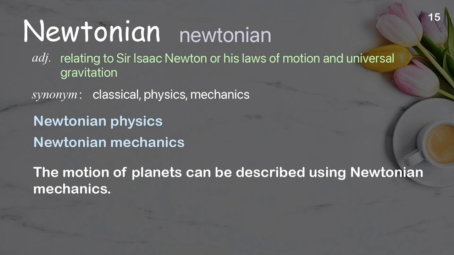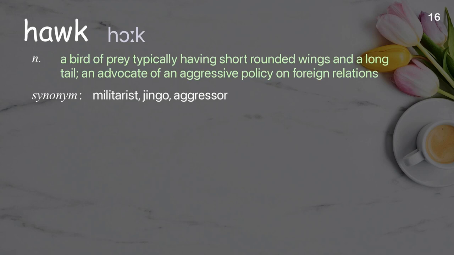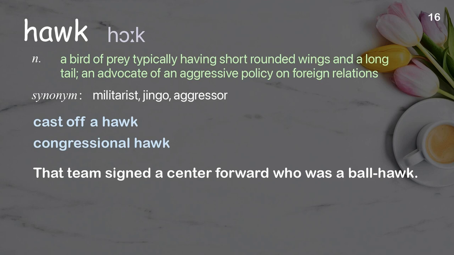Hawk. A bird of prey typically having short rounded wings and a long tail, an advocate of an aggressive policy on foreign relations. Examples. Cast off a hawk. Congressional hawk. That team signed a center forward who was a ball hawk.